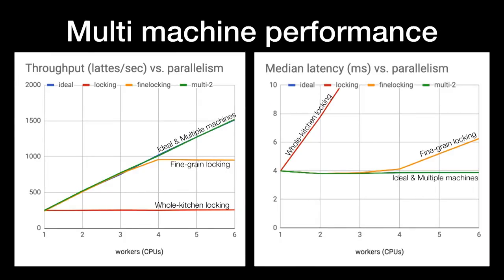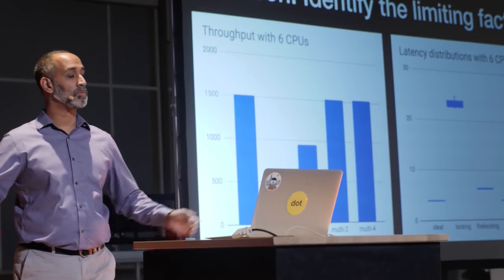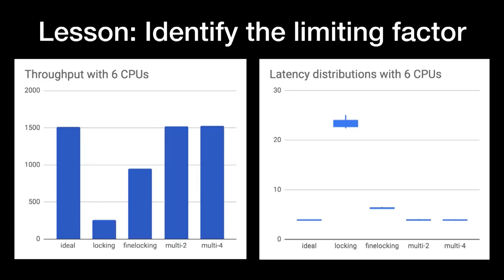With two sets of machines, we see ideal performance up to 6 CPUs. Throughput increases linearly, and latency stays flat. Here's another way to compare the performance of the implementations we've seen so far. The chart on the left shows the throughput of each implementation when running with 6 CPUs. The chart on the right shows their latency distributions. Rectangles indicate the middle 50% of latencies, while the vertical lines indicate the middle 90%.